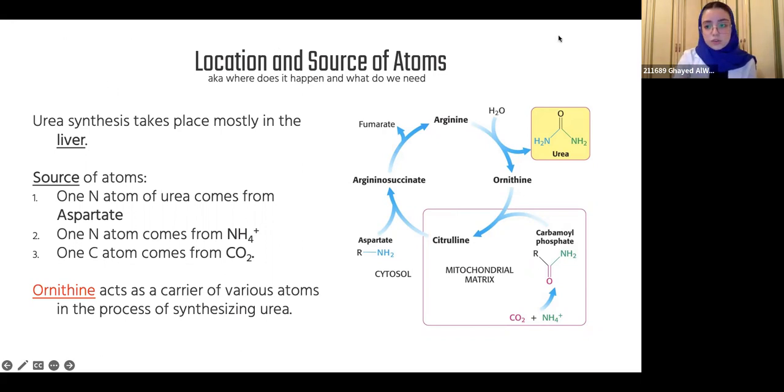For the urea cycle to proceed, we need 3 specific atoms: 2 nitrogen atoms and 1 carbon atom. One nitrogen atom of urea comes from aspartate, the other comes from ammonium, and the carbon atom comes from carbon dioxide. Another thing to note is that in the urea cycle, we have a specific molecule known as ornithine. Ornithine is special because it acts as a carrier for all these atoms that we need for the urea cycle. We'll keep repeating this as we go on. This is just a brief introduction.